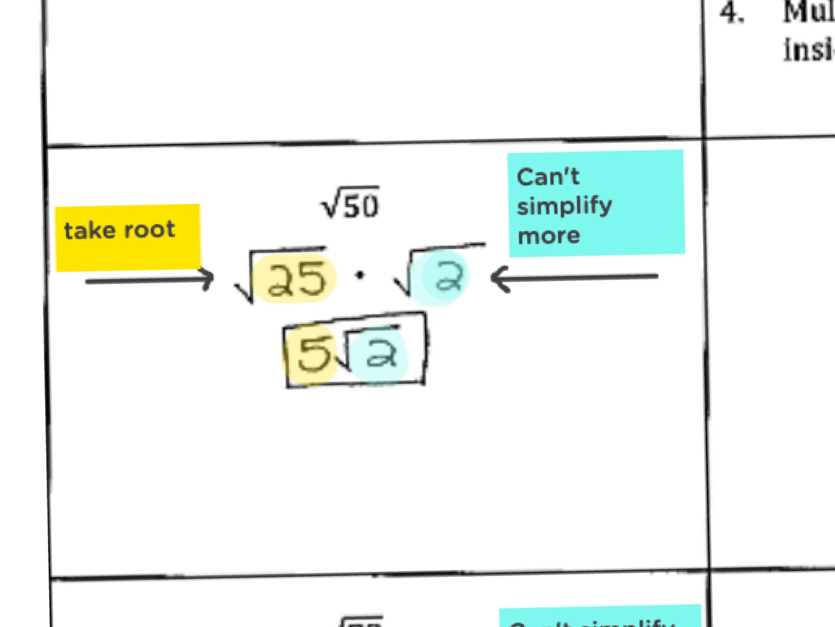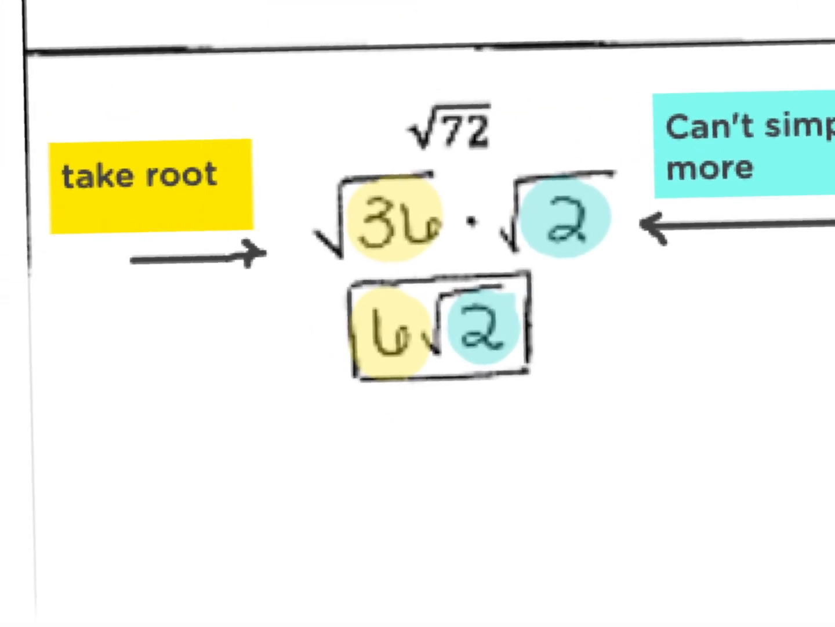Technically it's a positive 5 radical 2 and a negative, because you know how every square root has a positive and a negative version, but we're just going to focus on the positive version for now. I'll tell you when we have to start really focusing on both. For simplifying, typically they just want you to focus on the positive version.